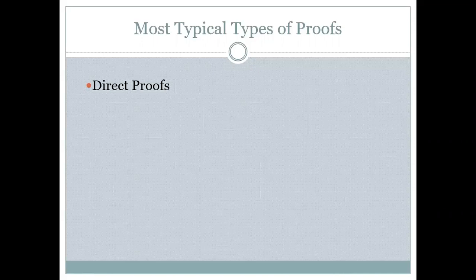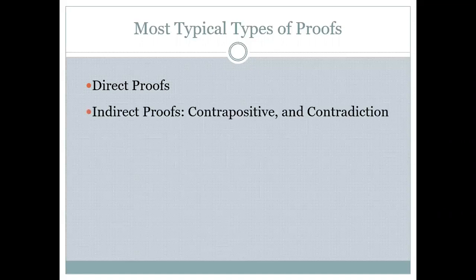So the most typical types of proofs you have are direct proofs, okay? And honestly, these kind of follow the modus ponens pattern, where you assume the if part and you move toward the then part. It's a direct proof. Then you have what are called indirect proofs. So if you have direct proofs, you also have indirect proofs. And that would include things like contrapositive. Sometimes you call that the contraposition.